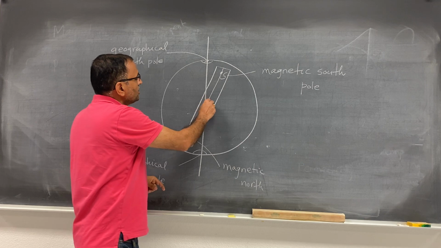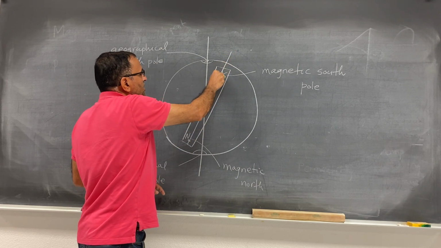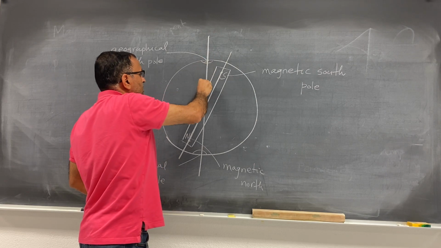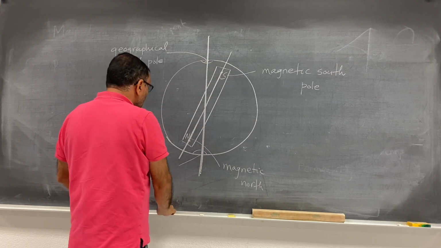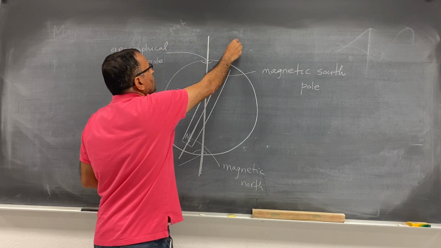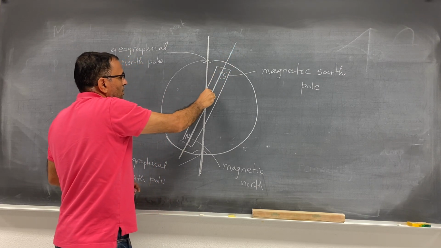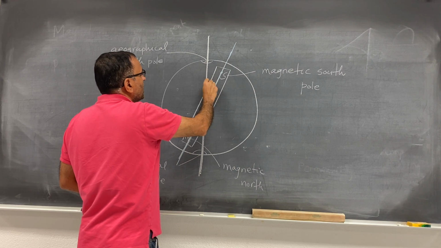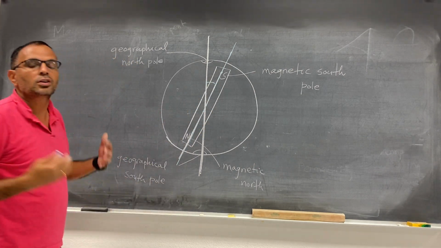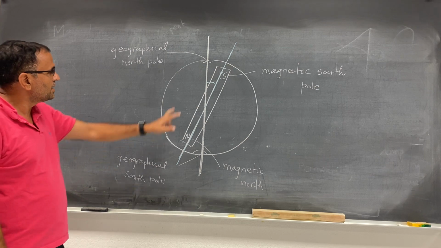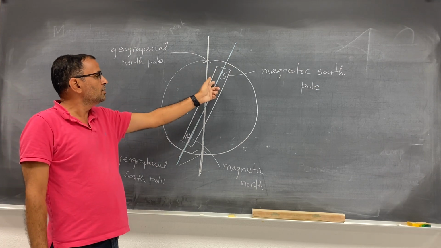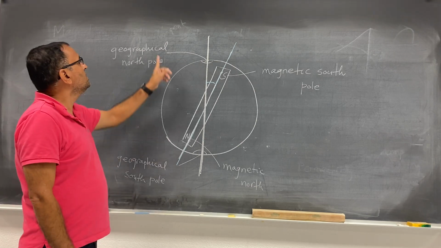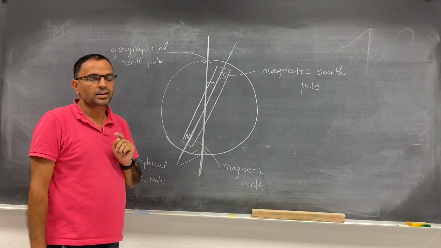And you can see that the geographical north pole and the magnetic south pole do not coincide. There is an angle. This is the magnetic axis, and this is the Earth axis. They do not coincide. There is an angular difference here.